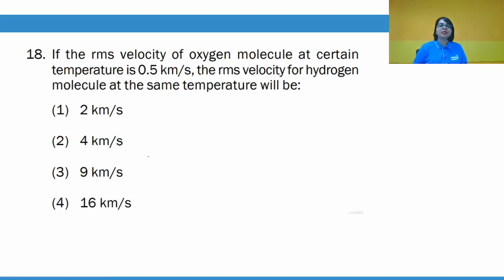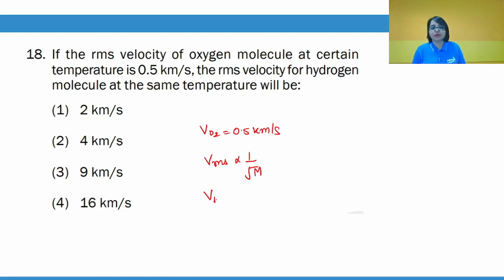Next is, if the RMS velocity of an oxygen molecule at a certain temperature is 0.5 kilometer per second, the RMS velocity of a hydrogen molecule at the same temperature will be. So Vrms is inversely proportional to under root m.